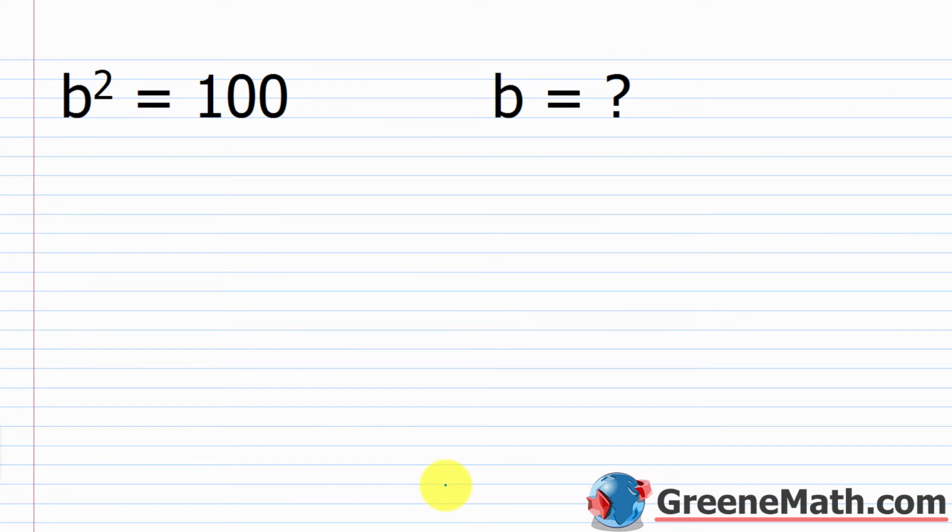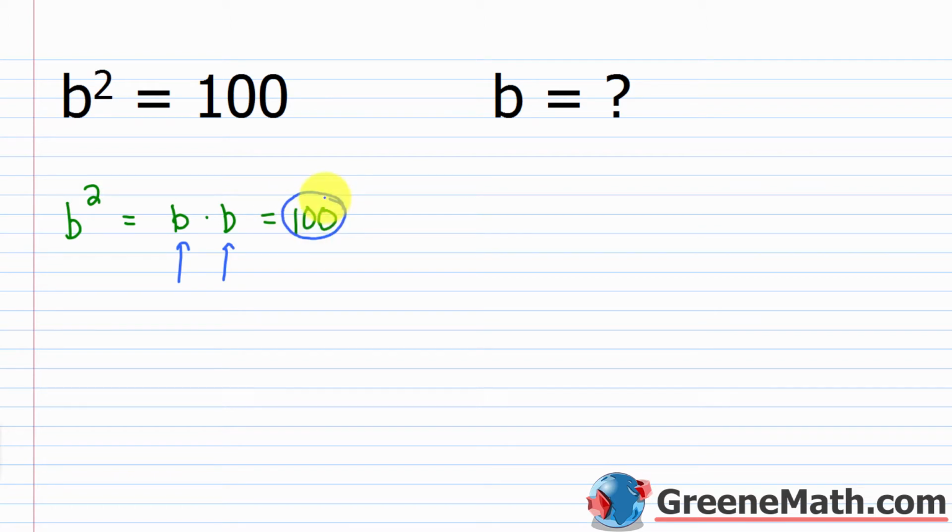All right, let's take a look at another one. So we have b squared equals 100. We want to know what is the value for b. If I took b squared, let's break this down into b times b, and say that's equal to 100. So all I'm looking for here is a number that when multiplied by itself gives me 100.